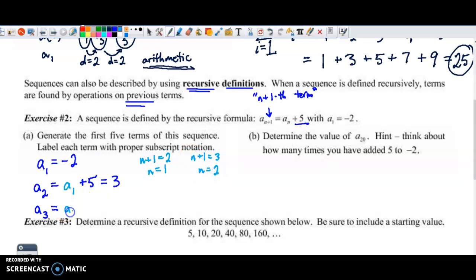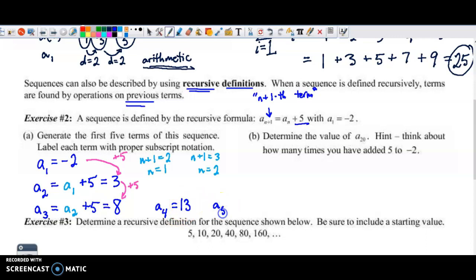So we have to take a sub 2 and add 5 to it. a sub 2 is equal to 3. Well, if I add 5 to it, I get 8. You can see from the first term I add 5 to get the second term. That's what makes it recursive. The second term I add 5 to it to get the third term. So what do you think a sub 4 will equal? Well, if I add 5 to that, I'll get 13.